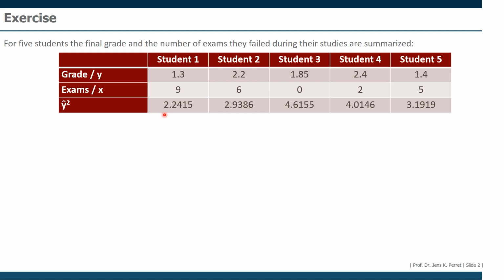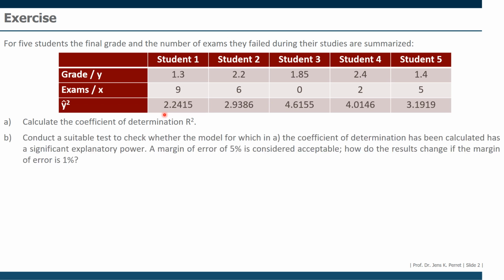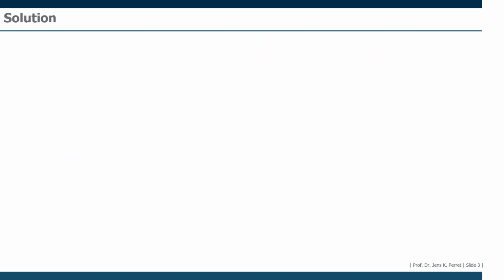And well, our task in this regard, to work with this table: first off, calculate the coefficient of determination, r squared. And then conduct a suitable test to check whether the model, for which in A the coefficient of determination has been calculated, has a significant explanatory power. We assume a margin of error of 5% and have to compare how the results for 5% differ from those for 1%. Well, let's start with the calculation of r squared.